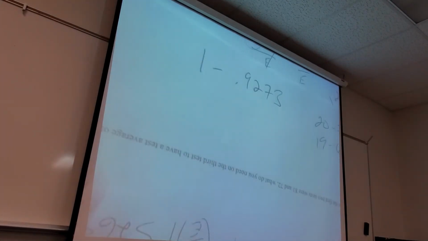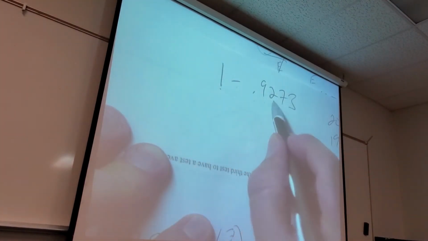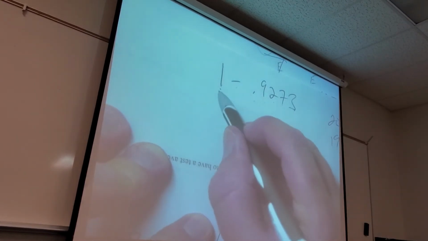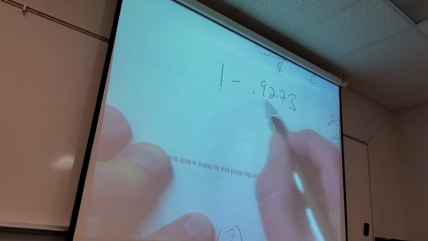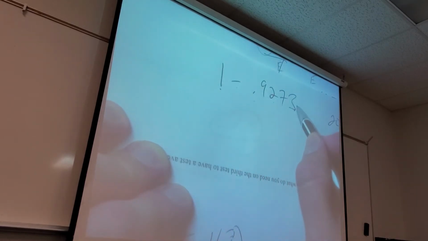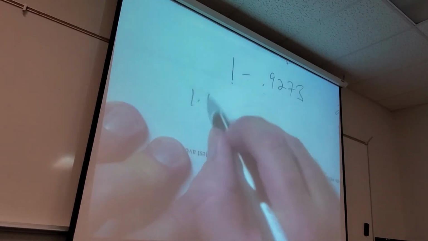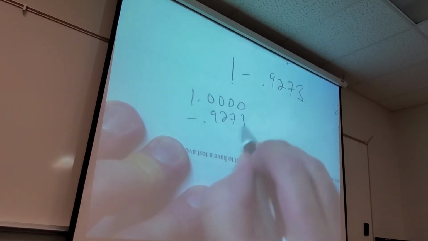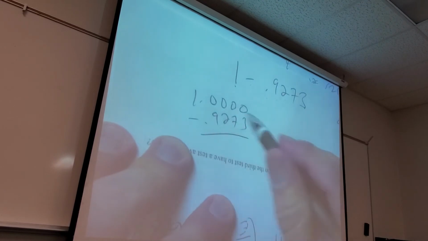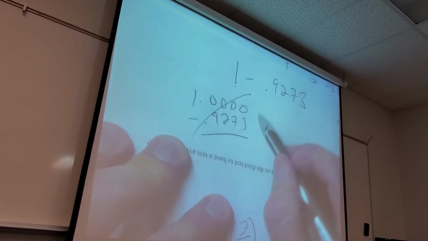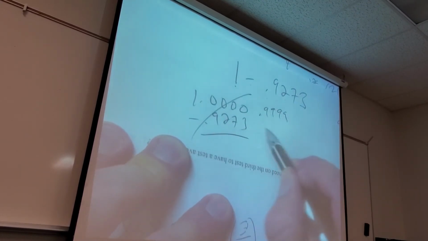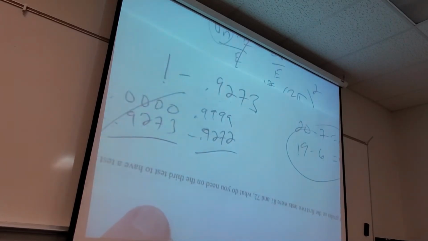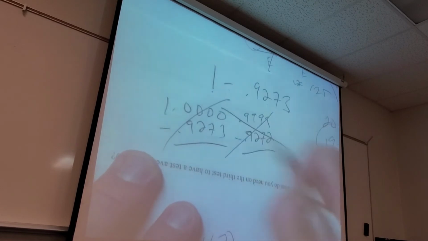So if I do 1 minus 0.9273, I could make that 0.9999 minus 0.9272. All right, now stay with me. There's a really cool shortcut coming up. If I had to do this longhand, do you see all the borrowing you have to do? I can do 0.9999 minus 0.9272, the same idea I just used over there. Now the ultimate: don't even do that.